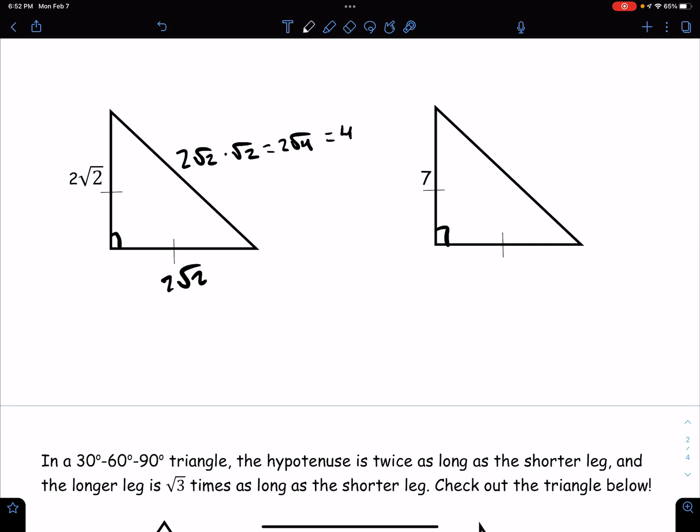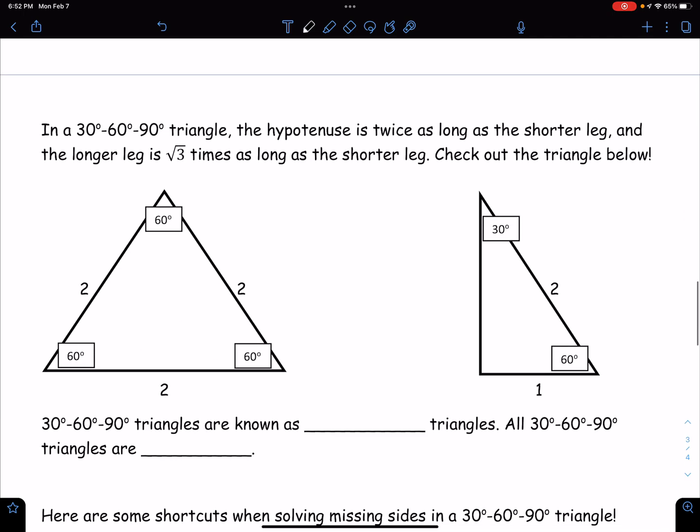Okay, so for the last one, I know that this leg is 7, so this leg also is 7, right? And it's 7 times the square root of 2 to find the hypotenuse. So there's that one. So those are 45, 45, 90 triangles. So not too bad.